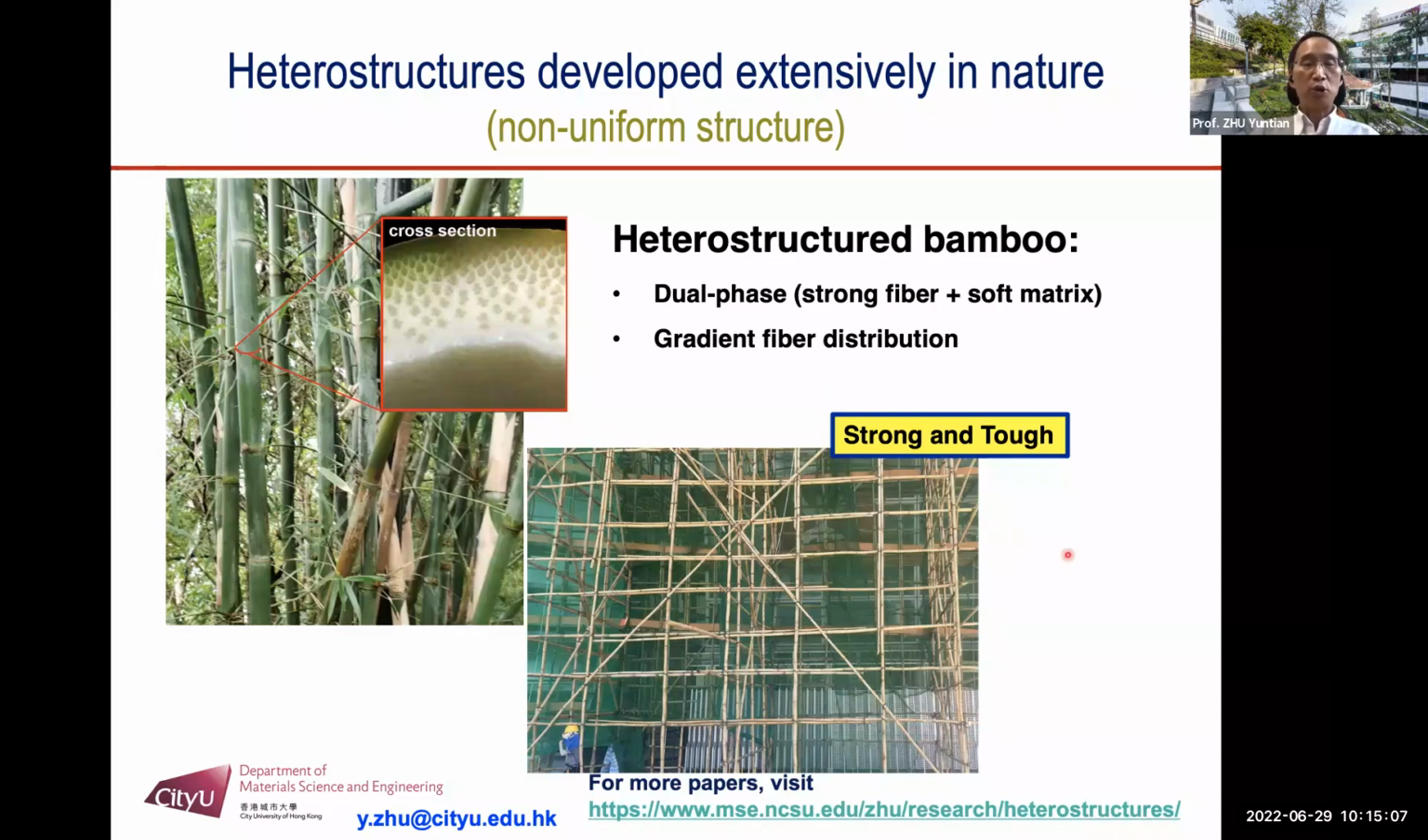This heterostructure makes bamboos very strong and tough. In Hong Kong, they use the bamboo as scaffolding for repairing buildings because they are strong, tough, and lightweight.